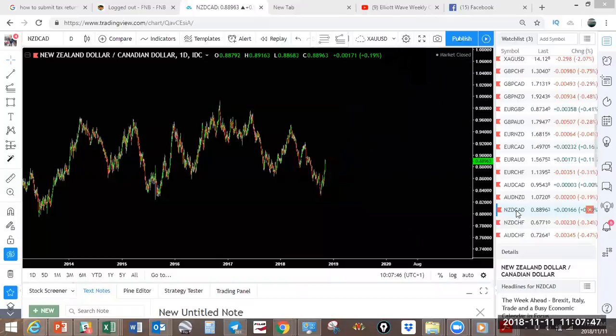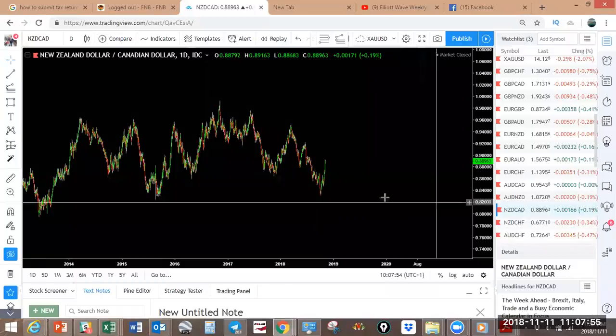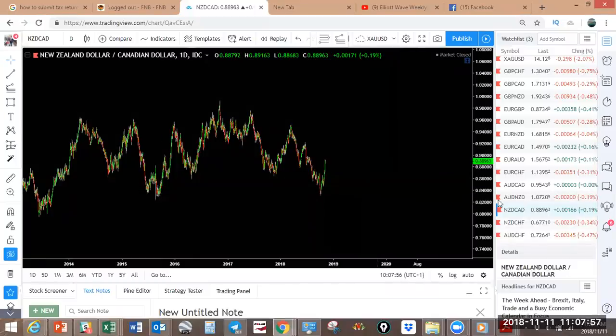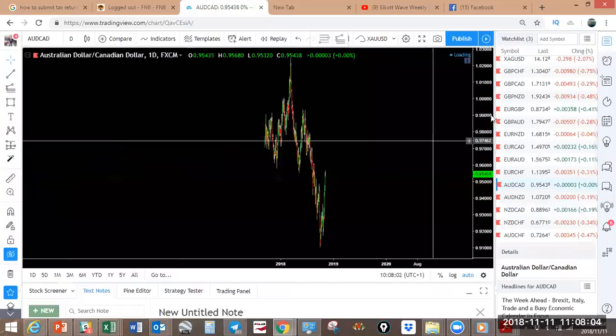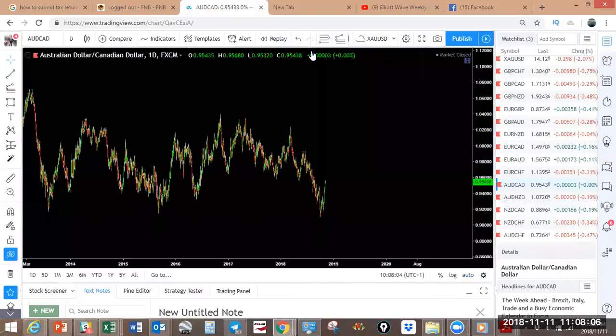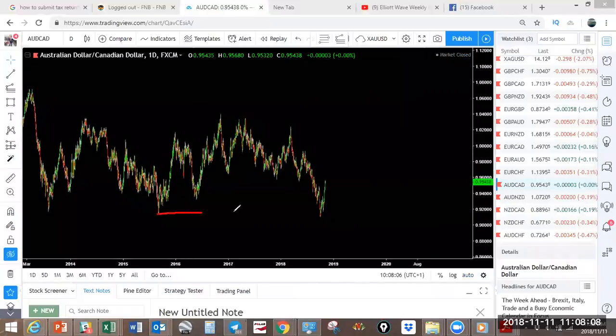I think the same thing is happening to the CAD. We also wanted it to drop one slightly lower, but it has reversed before touching the level that we wanted it to. This is actually New Zealand CAD. Now let's look at AUD CAD. AUD CAD is similar. Now, if you look at AUD CAD, the same. Okay, this one has actually broken the level that we wanted it to.